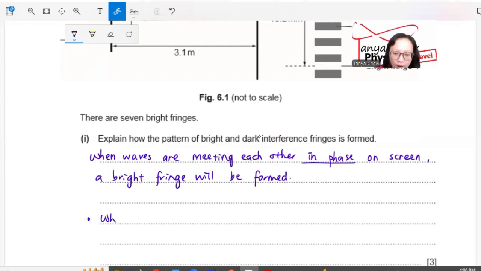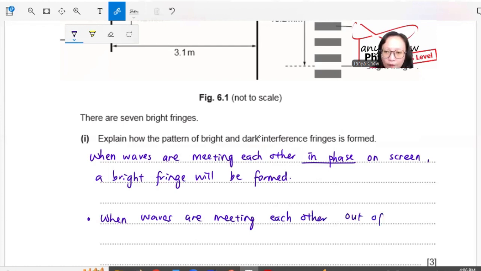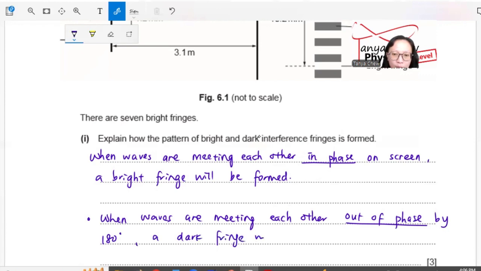And when waves are meeting each other out of phase by 180 degrees, it has to be 100%, 180 degrees. That means a crest must meet with a trough, 100%. Yes, a crest must coincide with a trough. Then only you can see 100% dark fringe. A dark fringe will be formed.